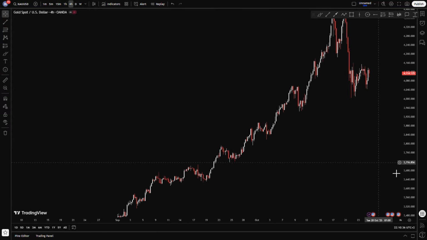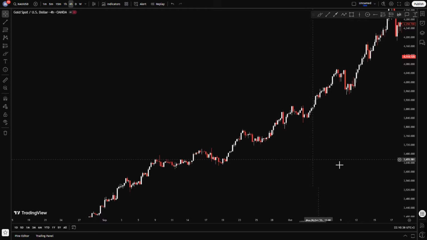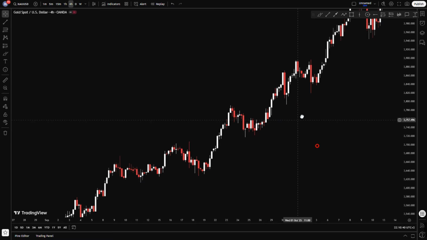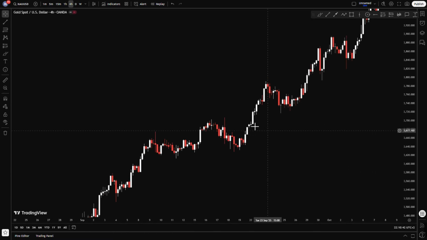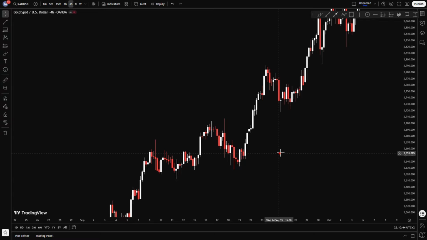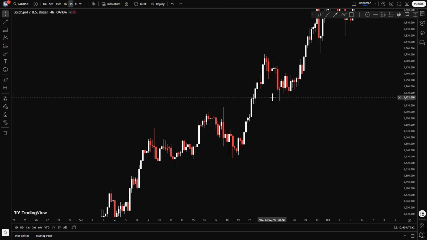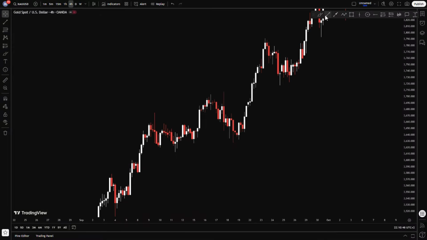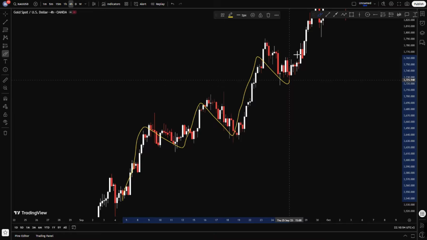Okay, let's start somewhere around here. So now we are on the 4-hour time frame, and you can start to see the market structure right here, right? You can see we have an impulse, correction, impulse, correction, impulse, correction, impulse.